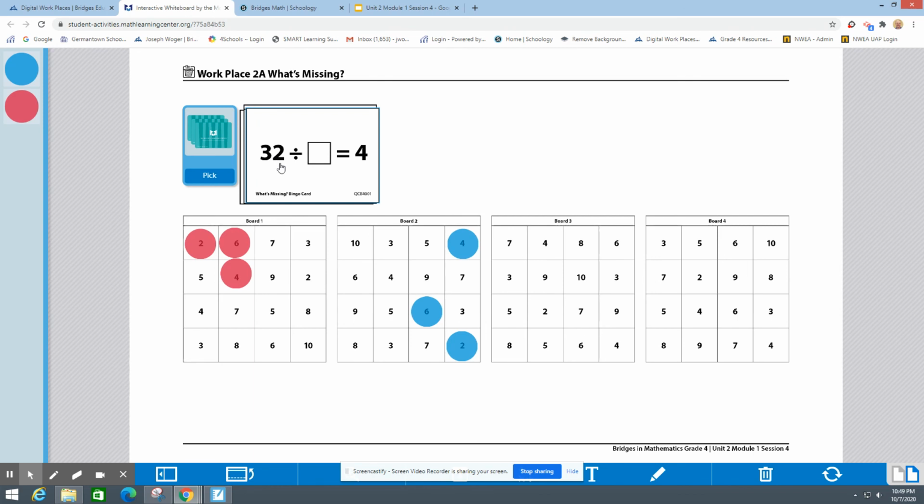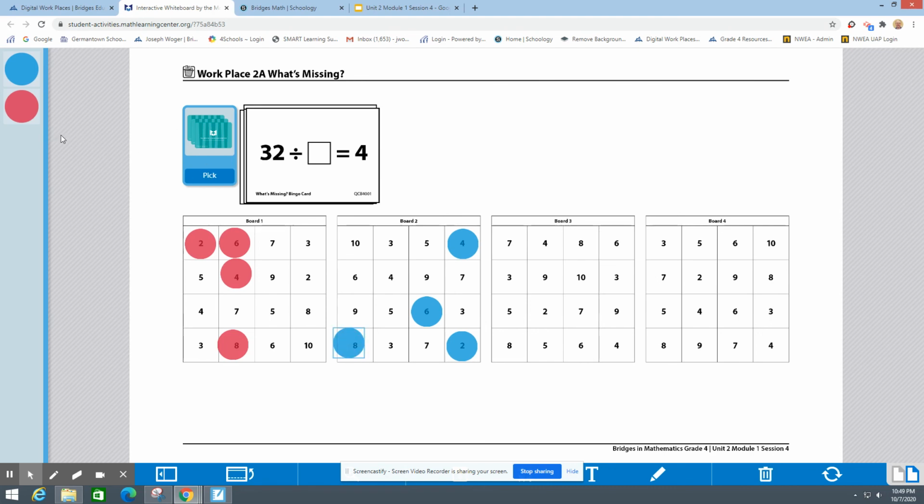Uh-oh, we have to think backwards. If 32 divided by something is 4, we could say 4 times something is 32. Oh, that's 8. So we're going to look for 8. Here's mine. Oh, I should have gone here. Go here. 8, 8, 8, here. And parents only got 1.